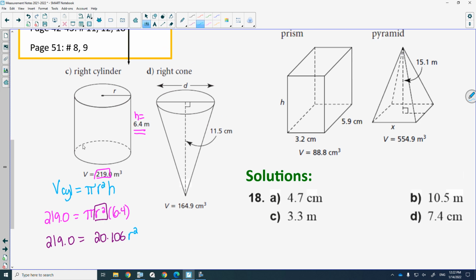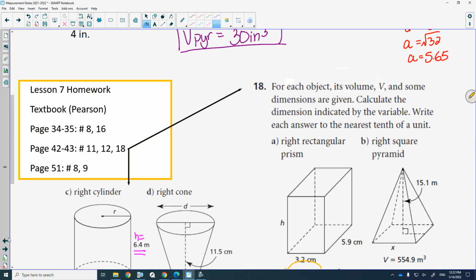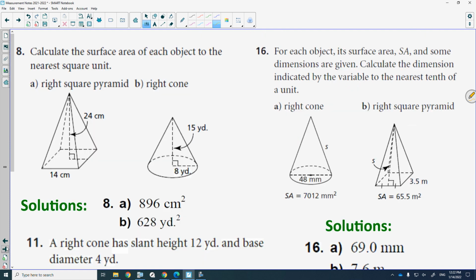I want you to do these four. For the prism here, we'll just write the formula because I'm going to write it different. The volume of a prism, remember, is length times width times height. So they give us the volume. They give you length and width, and you're going to figure out what height is. So I want you to try these four objects.